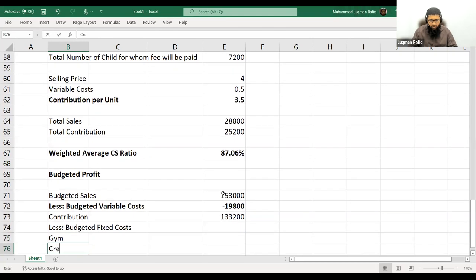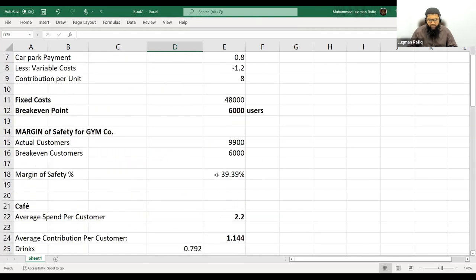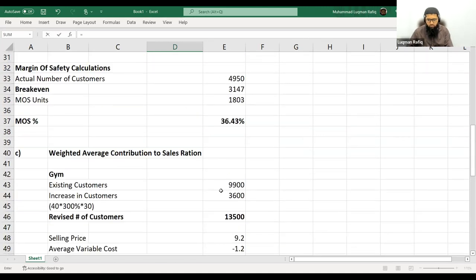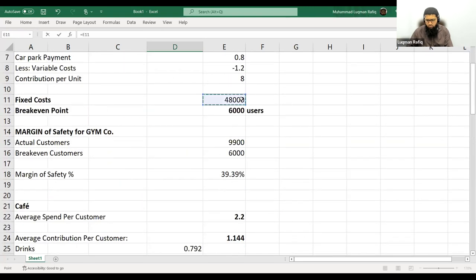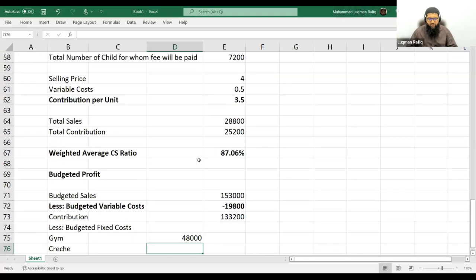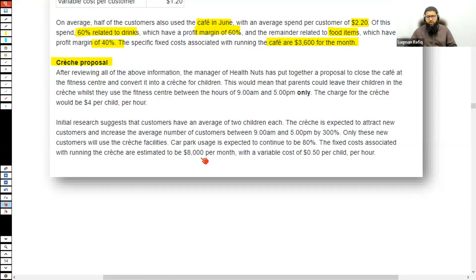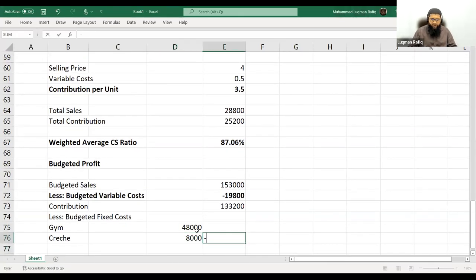Gym. For the gym, the fixed cost would remain the same, which was originally there, 48,000. For the crèche, the variable cost is going to be $8,000. Hence, what happens is that this is 56,000.